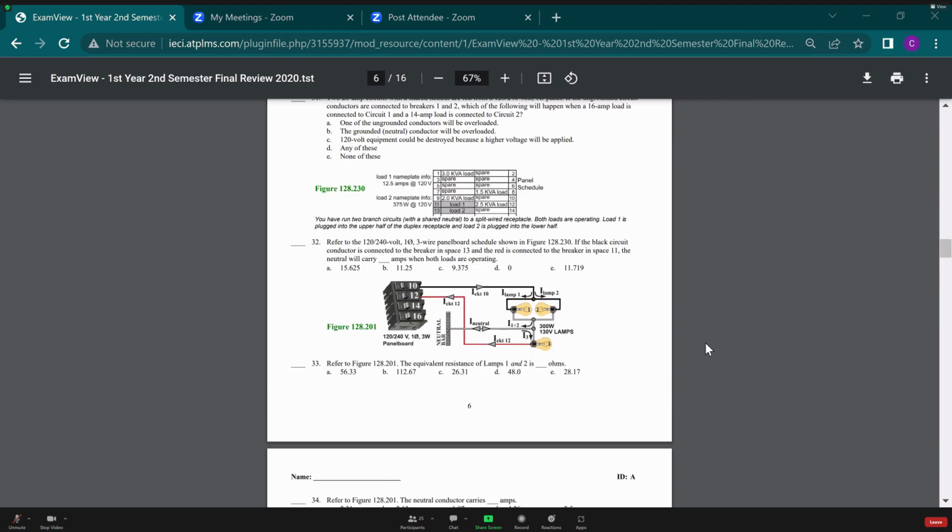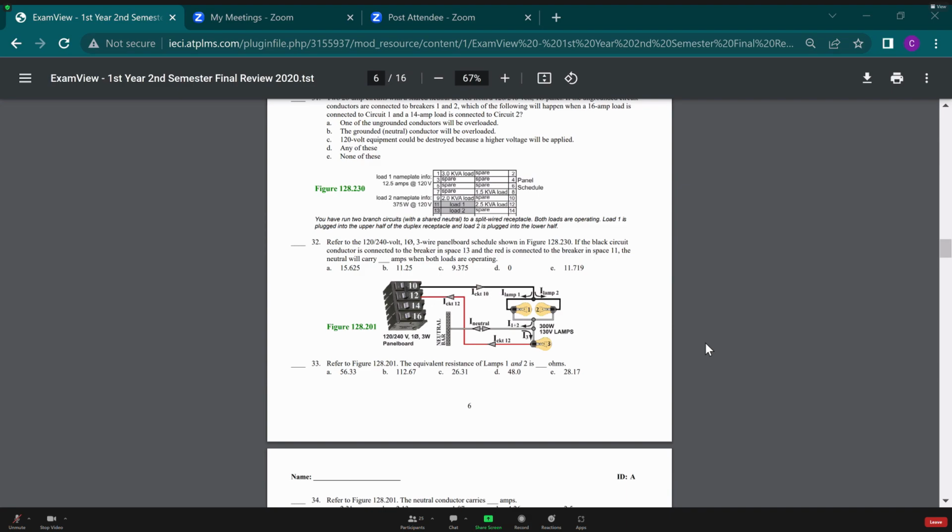32 refers to the 120/240 volt single phase 3-wire panel board schedule shown in the figure above. If the black circuit conductor is connected to the breaker in space 13 and the red is connected to the breaker in space 11, excuse me, apologize for that. The neutral will carry blank amps when both loads are operated.